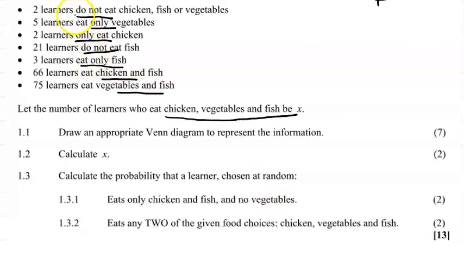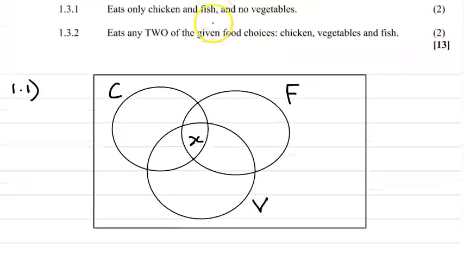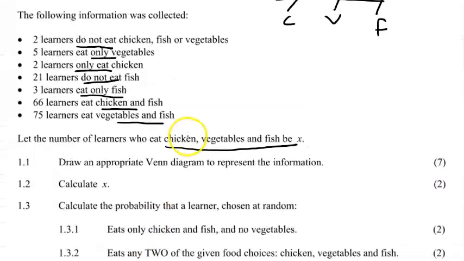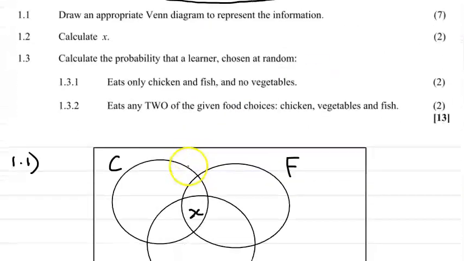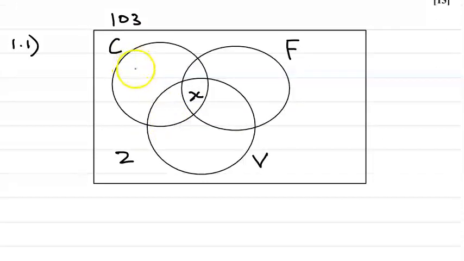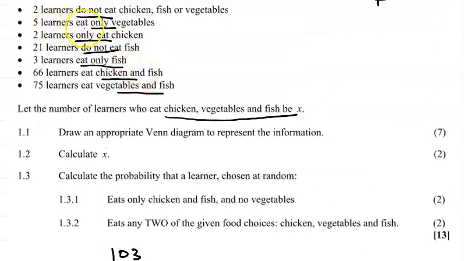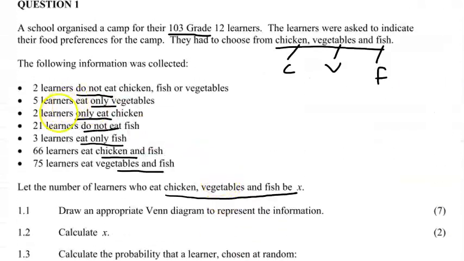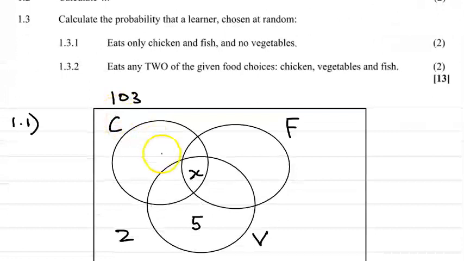It says here that 2 learners do not eat chicken, fish, or vegetables. So therefore, 2 learners would lie outside of these events. Let's fill in our sample space at the same time. Sample space is 103. So we represent our sample space on the top of our Venn diagram. 5 learners eat only vegetables, so we would now put 5 there. 2 learners only eat chicken, so we represent 2.